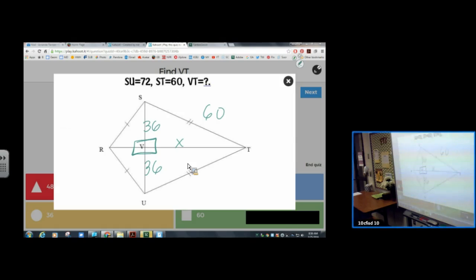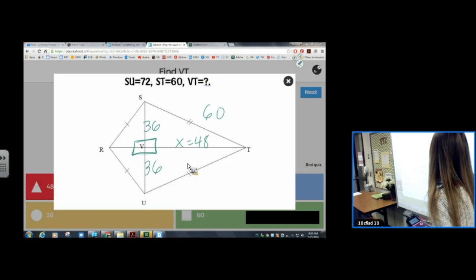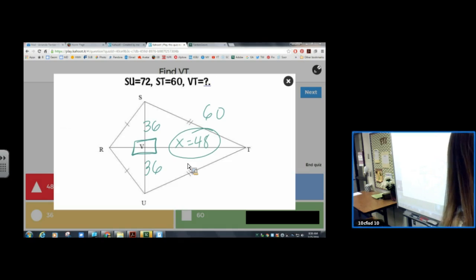What do we get? 2,304. The square root is a beautiful Pythagorean triple, 48. All righty.